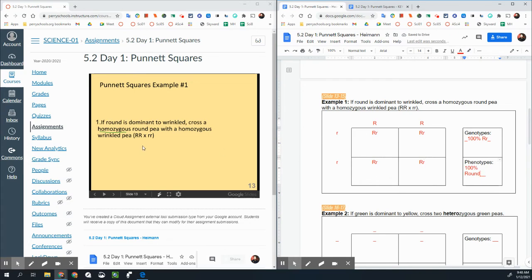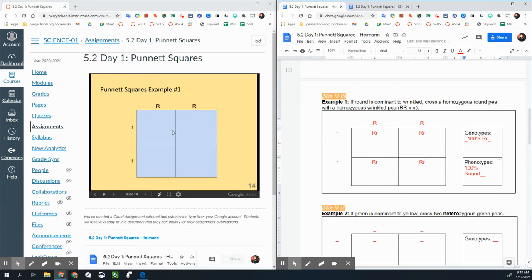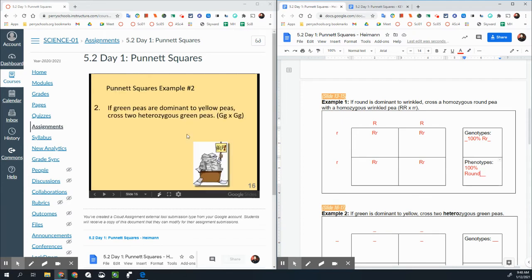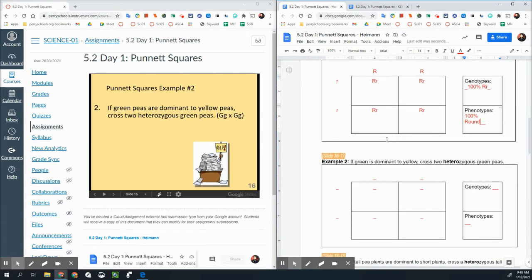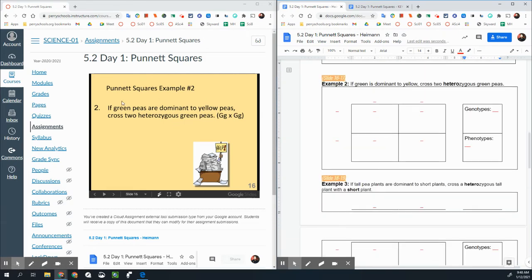All right, excellent. Let's move on to the next Punnett square. Oh, and this shows you what it looks like here. This is the answer on the slide. All right, example number 2. I'm going to do that here. If green peas are dominant to yellow peas, cross 2 heterozygous green peas.